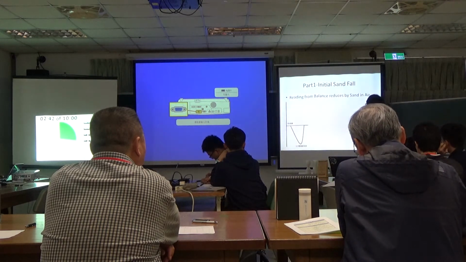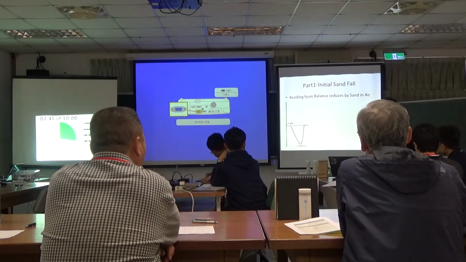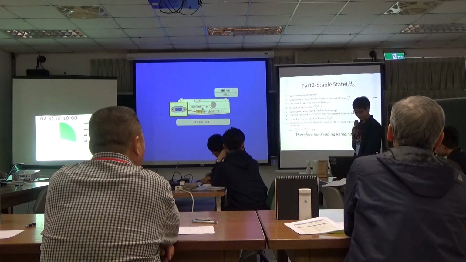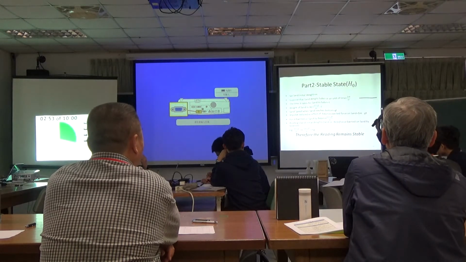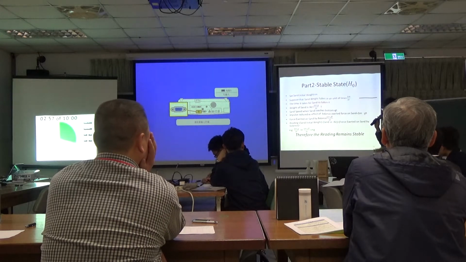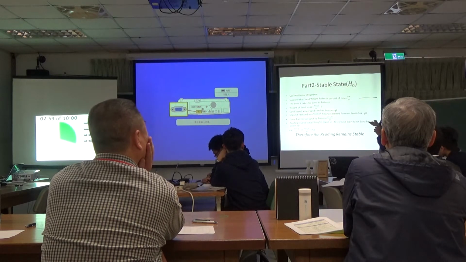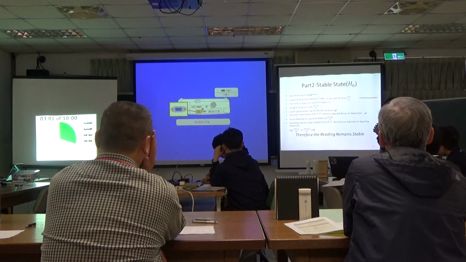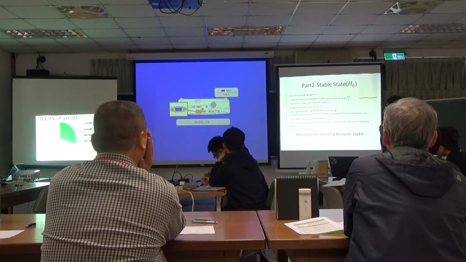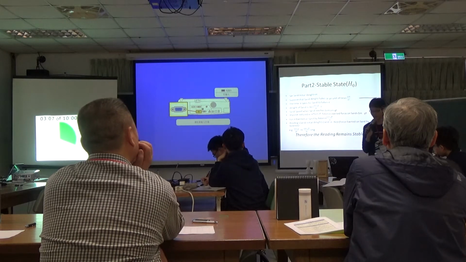In part one, you see that the reading reduces because there is sand in air. And in the second part, because we assume that the flow rate is constant, basically the sand in air and the force exerted by sand on the balance cancel. So therefore the reading should remain stable.